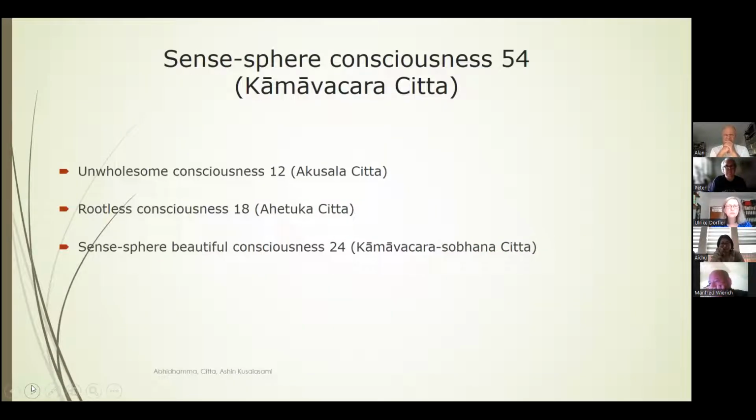Next, we have finished this one as well. What are the 54 Kamavacara Citta, or sense-sphere consciousness? Out of this title, there are 3 kinds of Cittas divided. So 12 unwholesome consciousness, in Pali Akusala Citta, and 18 rootless consciousness, which will be taught today. We'll talk about these 18 rootless consciousness today. And the next group is 24 sense-sphere beautiful consciousness, Kamavacara Sobhana Citta.